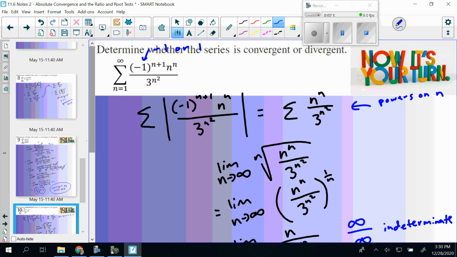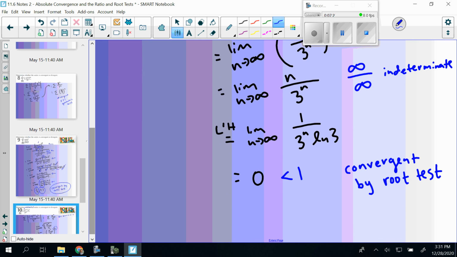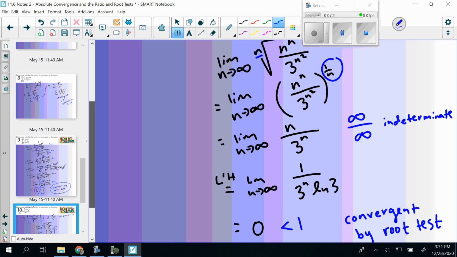So let's do the limit as n goes to infinity of the nth root here of that series. Remember, nth root is the same as taking it to the 1 over n power. So if we do that here, that means we'd be multiplying 1 over n to both of those. So the power of n in the numerator is just going to go away. Here on the denominator, it'd be like n squared times 1 over n, canceling out one of those. So we'd be left with 3 to the n.